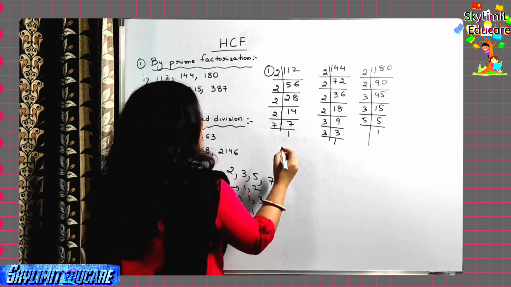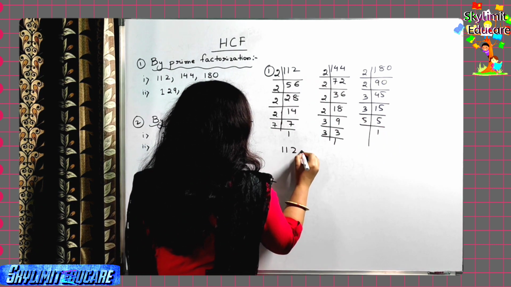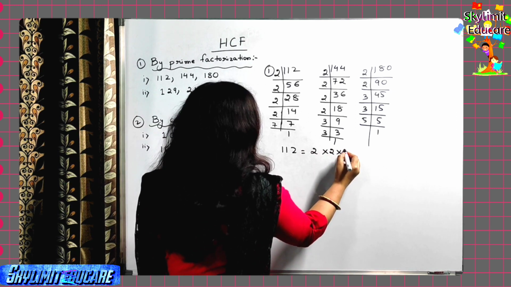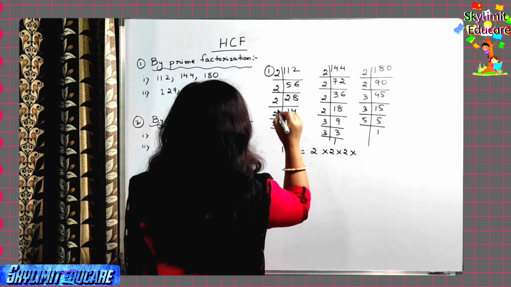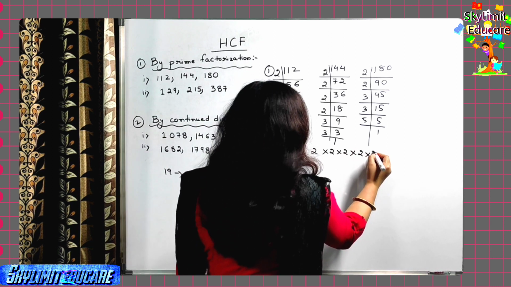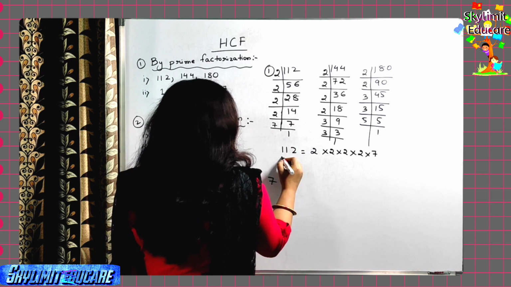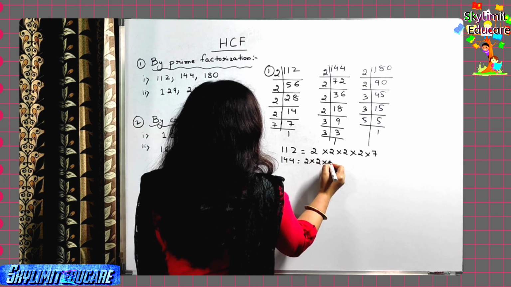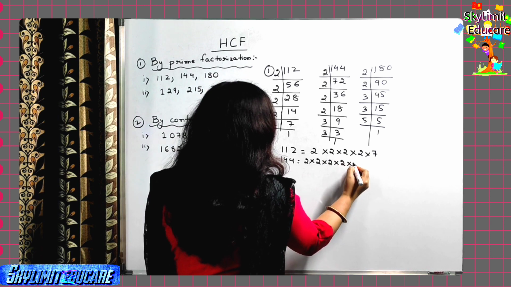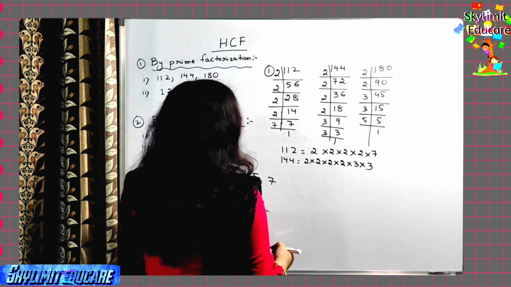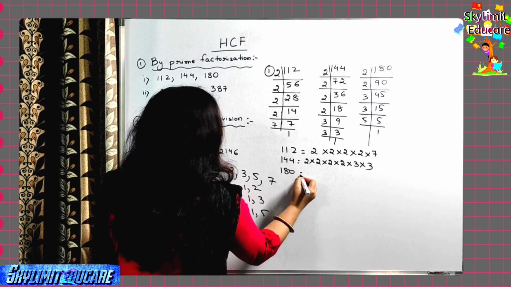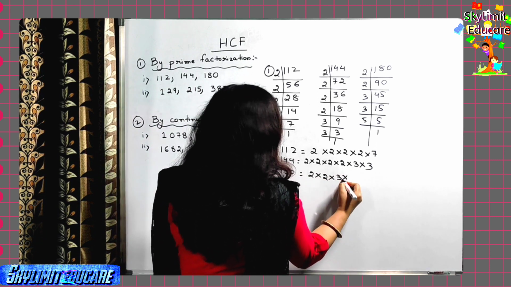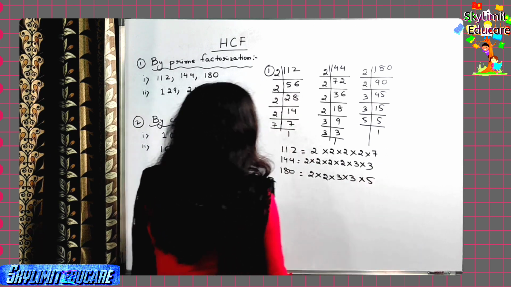Now next, write down the factors for each of the numbers. So 112 is equal to 2 multiplied by 2 multiplied by 2 multiplied by 2 multiplied by 7. So how many 2's are we having? 4 2's and 1 7. 144 is 2 multiplied by 2 multiplied by 2 multiplied by 2 multiplied by 3 multiplied by 3. And 180 is 2 multiplied by 2 multiplied by 3 multiplied by 3 multiplied by 5.